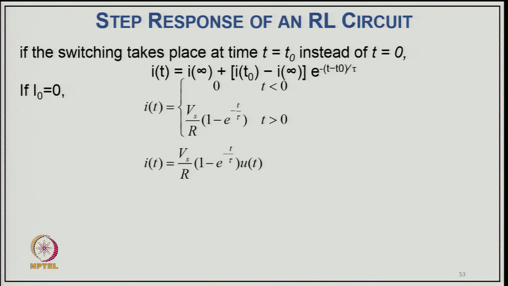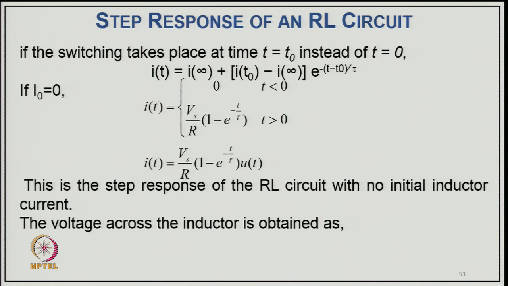it becomes i(t) equal to 0 for t less than 0, and it becomes Vs upon R times (1 minus e to the power minus t upon tau) for t greater than or equal to 0, that is i(t) equal to Vs upon R (1 minus e to the power minus t upon tau) u(t). That becomes typically the response. So, this is the step response of the RL circuit with no initial inductor current, and the voltage across the inductor is obtained as v(t) equal to L di by dt, or equal to Vs upon tau times L upon R, e to the power minus t upon tau, where tau equals L upon R, for t greater than 0.